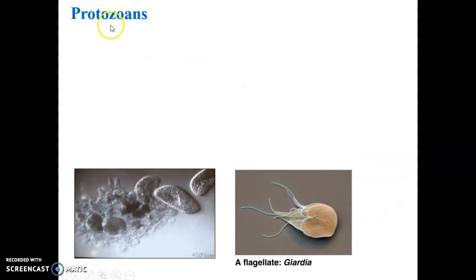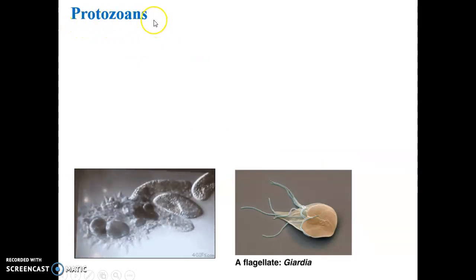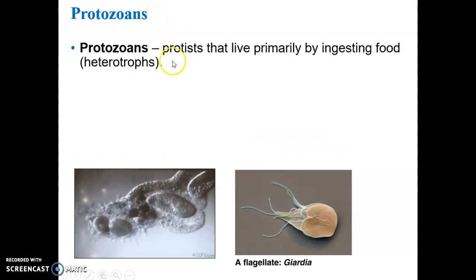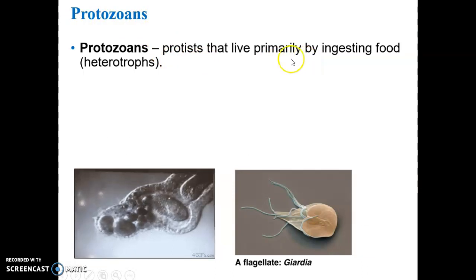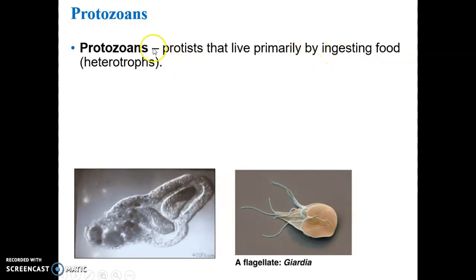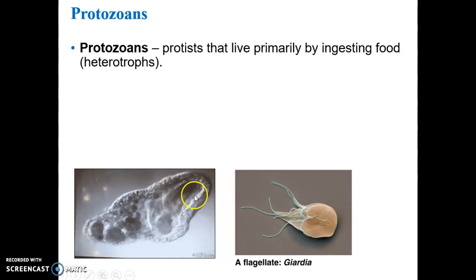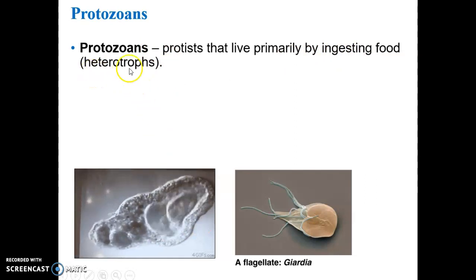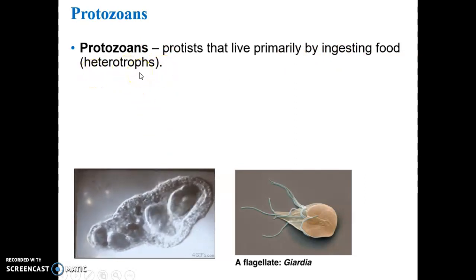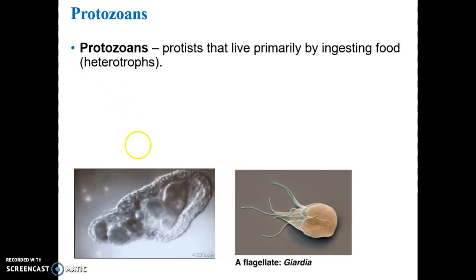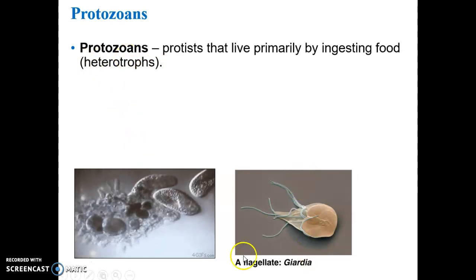So one group of protists are the protozoans. So the protozoans are protists that live primarily by ingesting food. So most protozoans are heterotrophs, and that's how, again, heterotrophy is a way of obtaining nutrients, by consuming something else, for example.